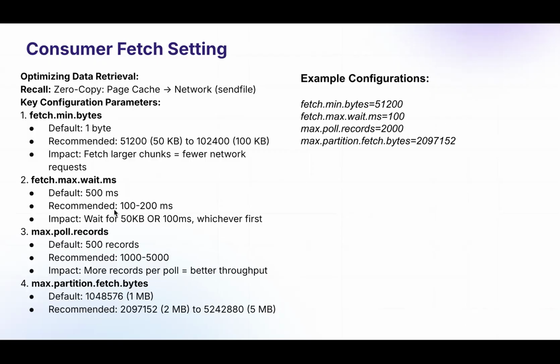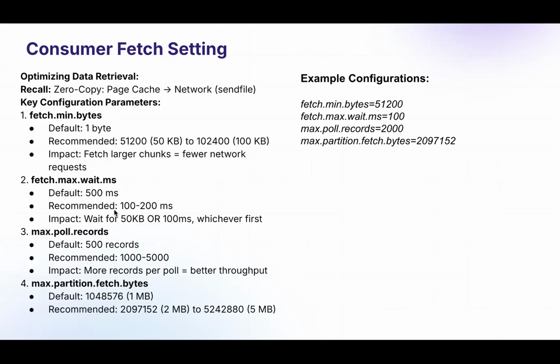For key parameters, fetch.min.bytes tells the broker don't respond until you have at least this much data. Default is 1 byte, which is useless. I recommend 50 to 100 KB. This means fewer network round trips. fetch.max.wait.ms works with fetch.min.bytes. It says give me 50 KB of data or wait up to 100 milliseconds, whichever comes first. Default is 500 milliseconds. I recommend 100 to 200 milliseconds. You don't want to wait too long if there is not much data available.